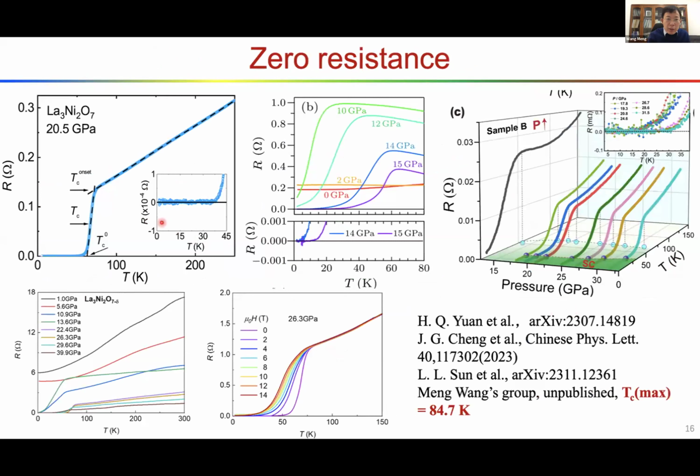Later on, many groups repeated the measurement and observed zero resistance on our sample. So here is a very nice data, and I will not go into details. Recently, we also observed a transition temperature at 84.7 Kelvin on a single crystal.